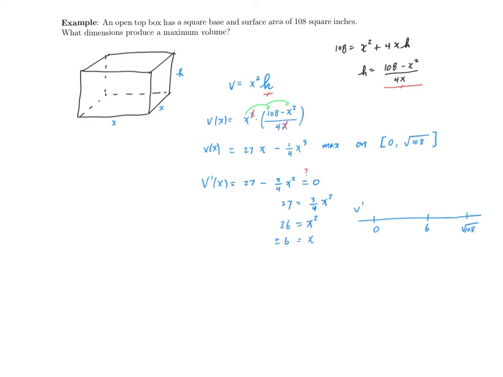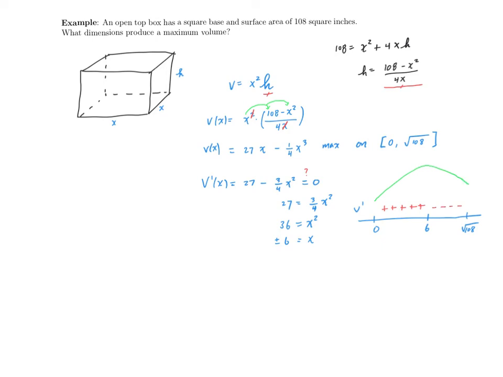And if you were to substitute into our equation v prime, your favorite number between 0 and 6, maybe 1 is a nice number, 27 minus 3/4 is most definitely positive. And if you were to substitute in a number between 6 and the square root of 108, so maybe say 10 would be a perfectly good number, 27 minus 3/4 of 100 is most definitely negative. So this critical point that we have at 6, if we think graphically what's going on, your function increases up to that critical point, then decreases after.